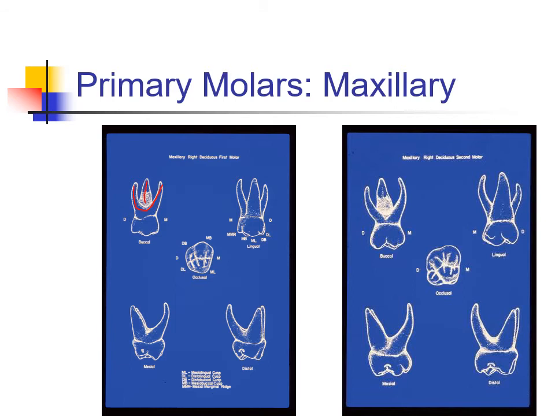Unlike the permanent counterpart, you see that the roots are widely divergent and there's almost no root trunk associated with this tooth. The anatomy on this tooth is variable. It does not usually carry a strong oblique ridge with it. It can, but it doesn't usually. In this situation, you can almost see that it is similar to a heart-shaped permanent second molar.